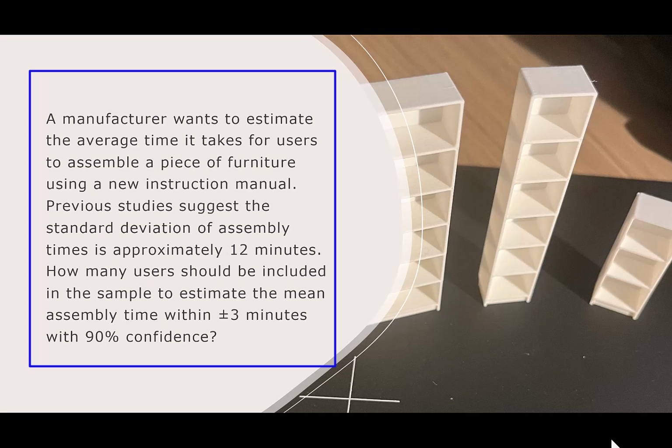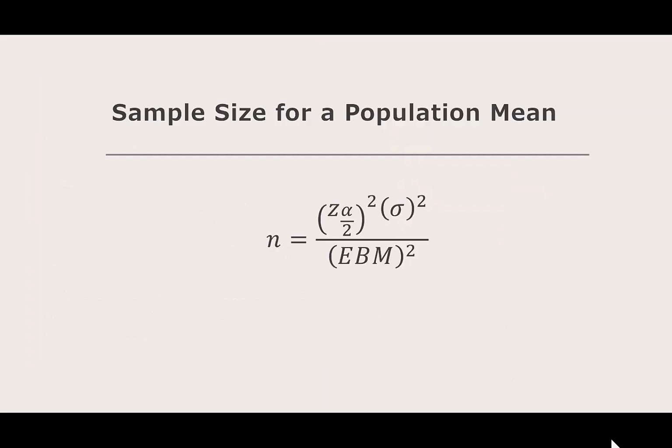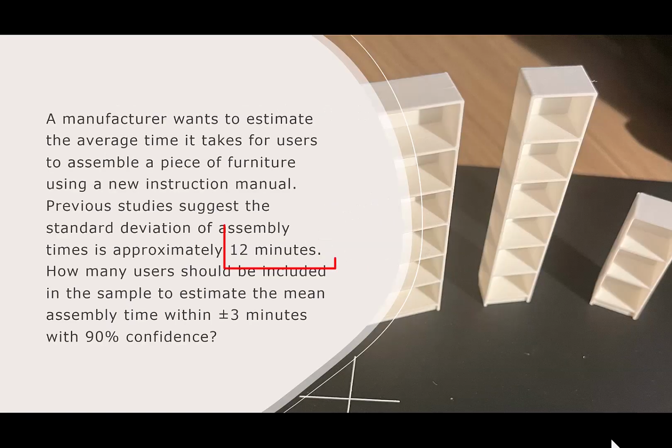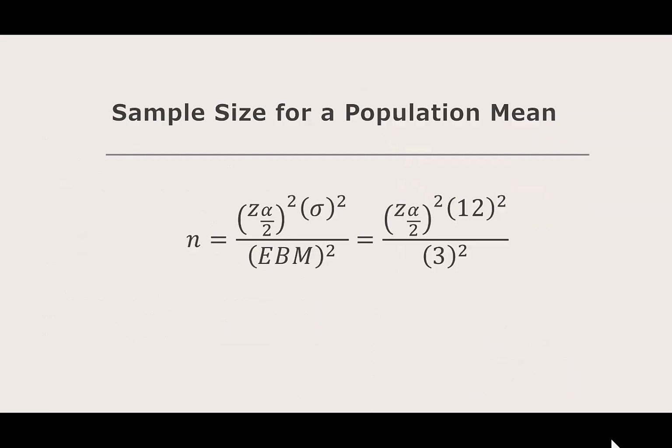a piece of furniture using a new instruction manual. Previous studies suggest the standard deviation of assembly times is approximately 12 minutes. How many users should be included in the sample to estimate the mean assembly time within 3 minutes with a 90% confidence? Because we switched to a mean, we have a different formula. Now we have n is z alpha over 2 squared times sigma squared over the error bound of the mean squared. The previous study said the standard deviation is 12 minutes. We're going to use that for our sigma. We have an error bound of the mean of 3 minutes. Now we have n is z alpha over 2 squared times 12 squared over 3 squared.